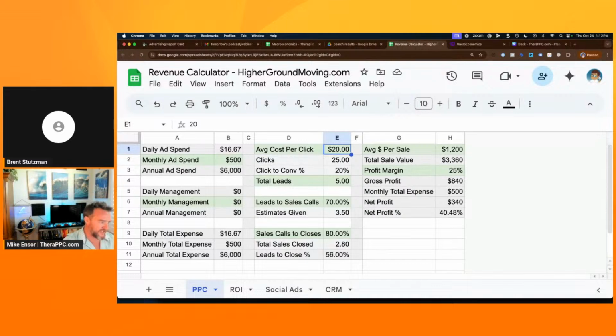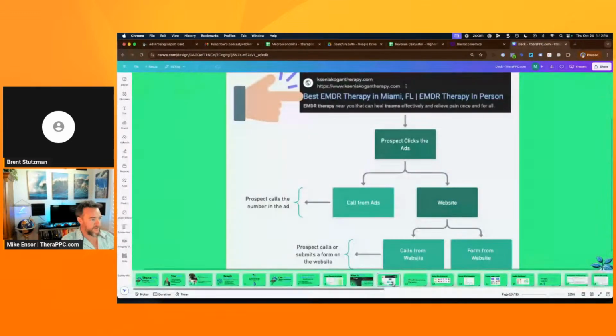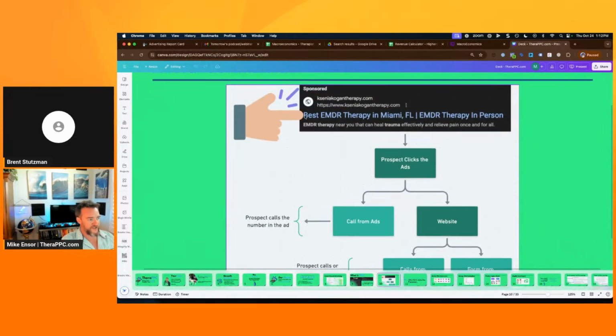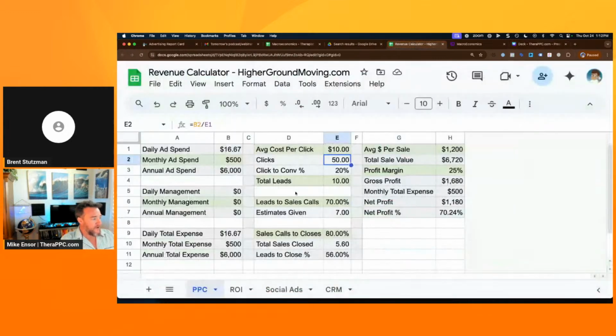So let's go ahead and leave this at just $10 cost per click. And again, just for reference, cost per click is when somebody sees your ad on Google and clicks that ad. That's what your cost per click is. So with $500 in ad spend, you would have a $10 cost per click. That would give you about 50 clicks a month. So that's the first part of that answer.